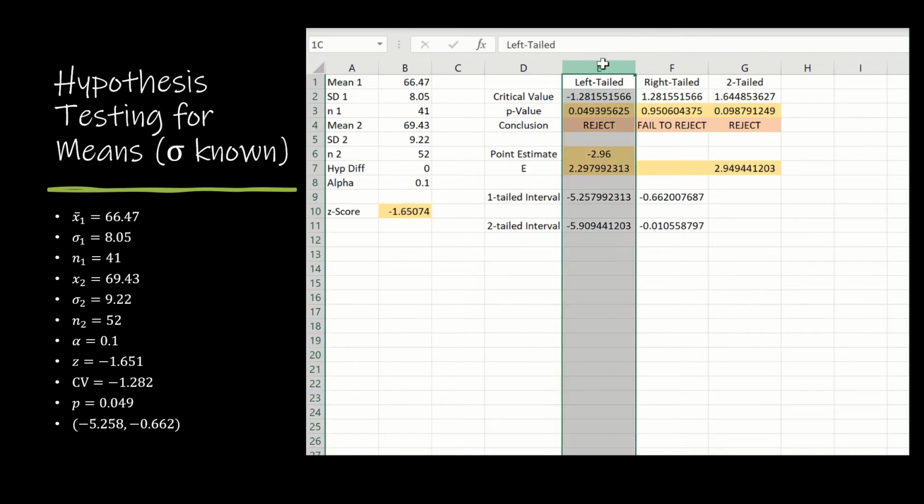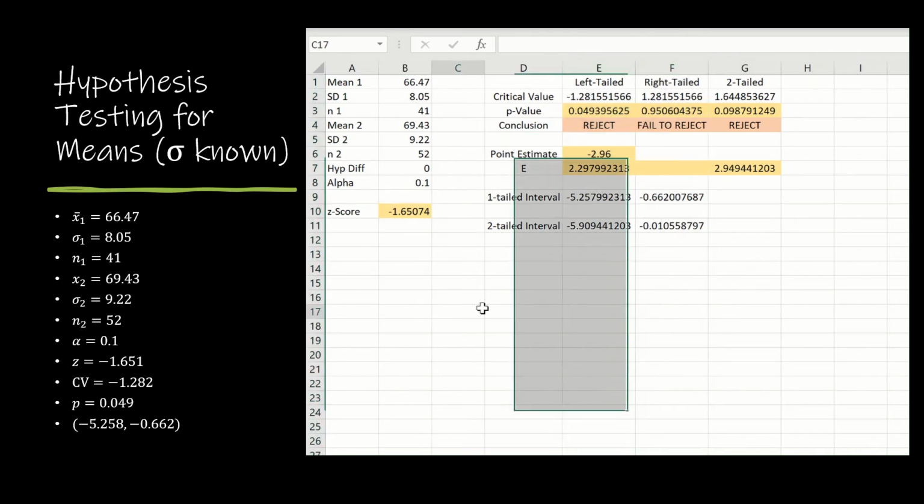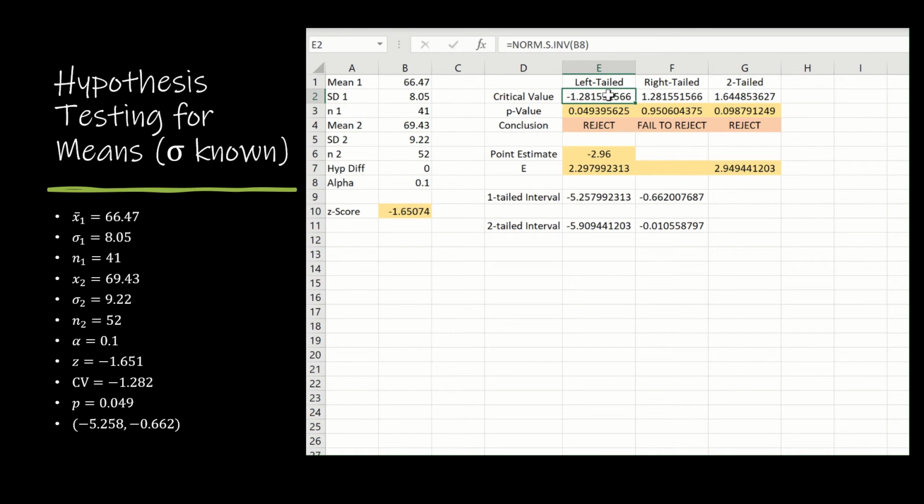Again, we're going to look at left-tailed and right-tailed in this video because they're set up the same way. So for the critical value for left-tailed, I'm just using alpha. So norm S inverse of alpha, the same way I have previously. And for right-tailed, norm S inverse of 1 minus alpha.